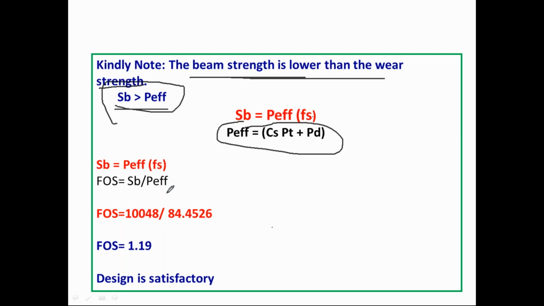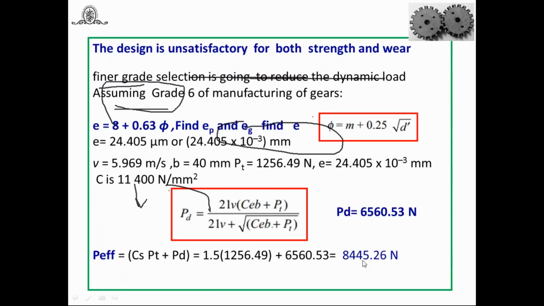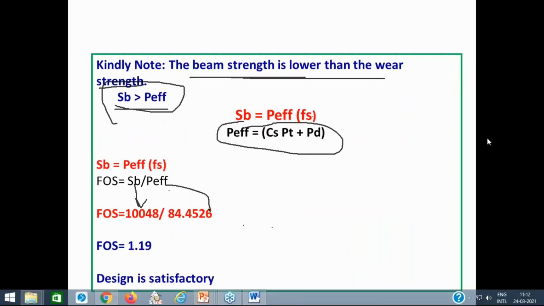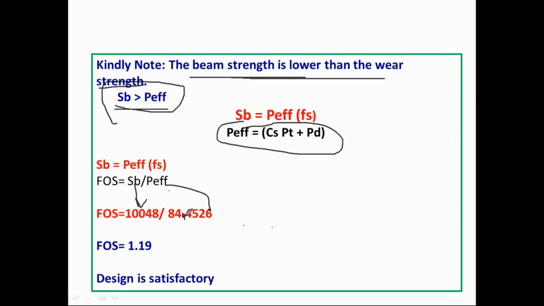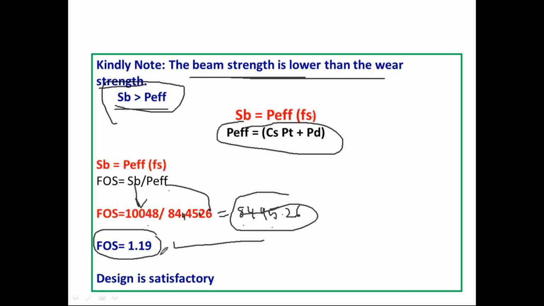I am going to substitute this value. What is SB? 10,048. P effective calculated, how much? On the earlier slide, it's calculated 8445. So we can substitute here. There is no this digit, 8445.26. This is the correction. This value is how much? 8445.26 P effective. You can substitute. So you will get FOS is equal to 1.19. Now FOS is greater than 1. That means the design is satisfactory.